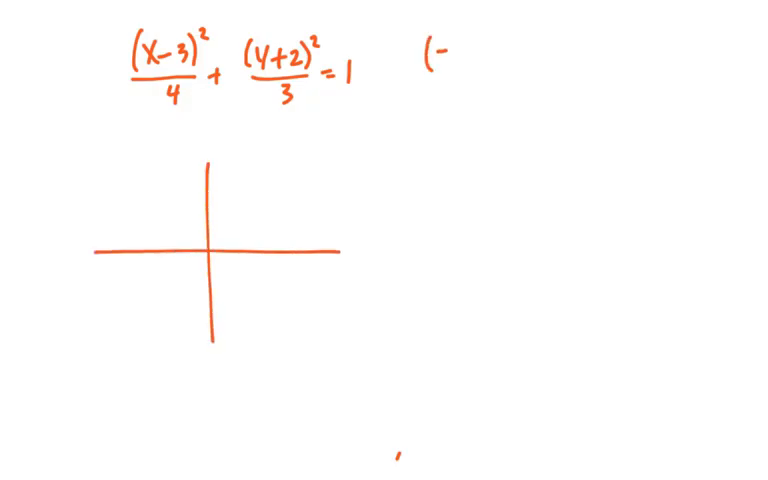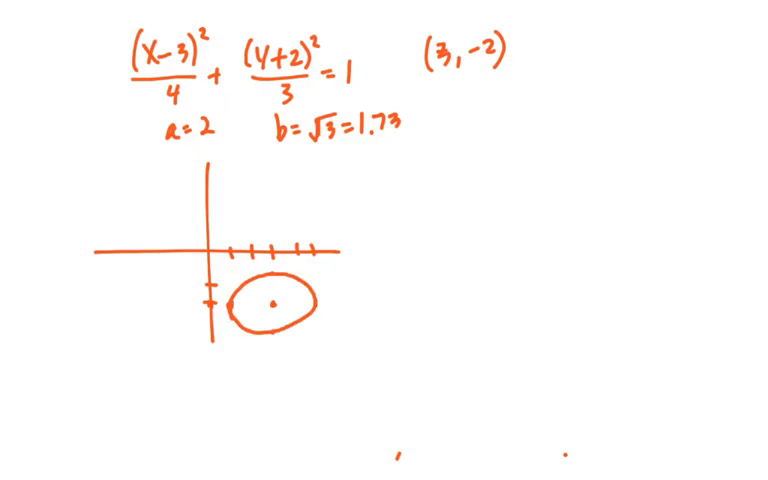So when you look at this, your center is at 3, negative 2. So here's your center. And then you're going out 2 spaces on your x-axis. So we're going out to here and to here. And then you're going up and down the square root of 3, which is approximately 1.73. So it's a little less than 2, so it's going to come up like this and down like this. So it's very close to a circle in this one. So you can see that happening.